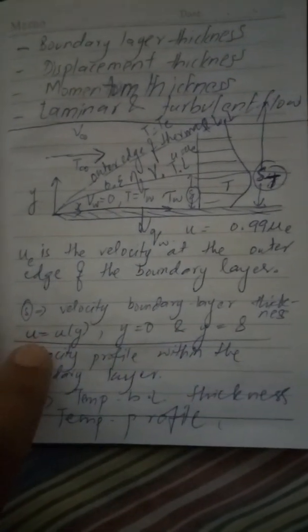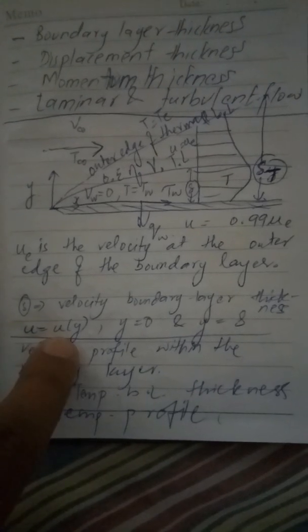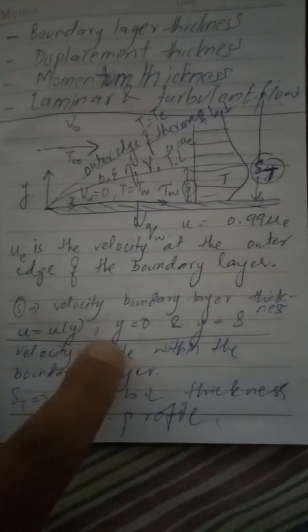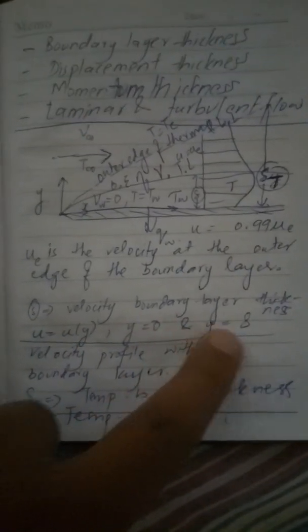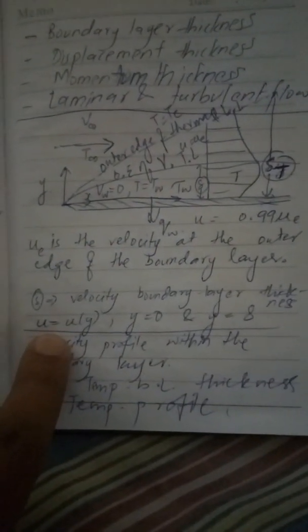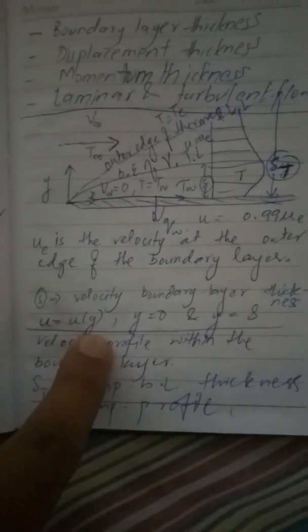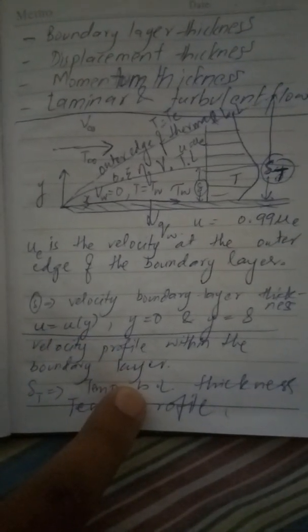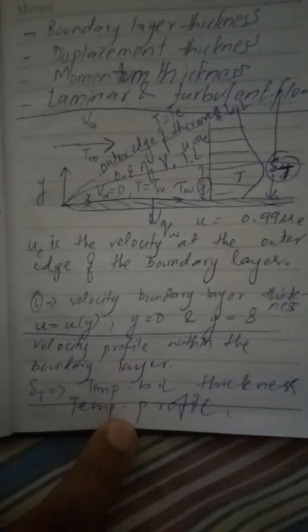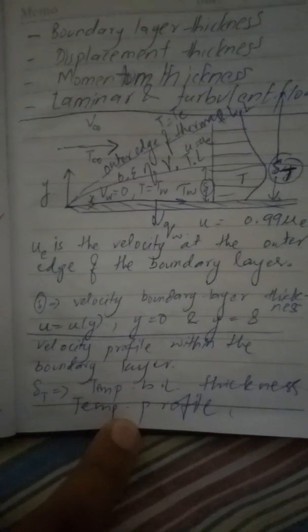Normally this is the velocity boundary layer thickness, with U equal to U of y, where y is equal to 0 and y is equal to lambda. With the help of that we derive a function, u equal to u of y. So that is a profile created in terms of a function, and we also have the profile in terms of the function of temperature and the function of velocity. This is how we're going to discuss it. Now we're going to discuss shear stress and heat transfer.